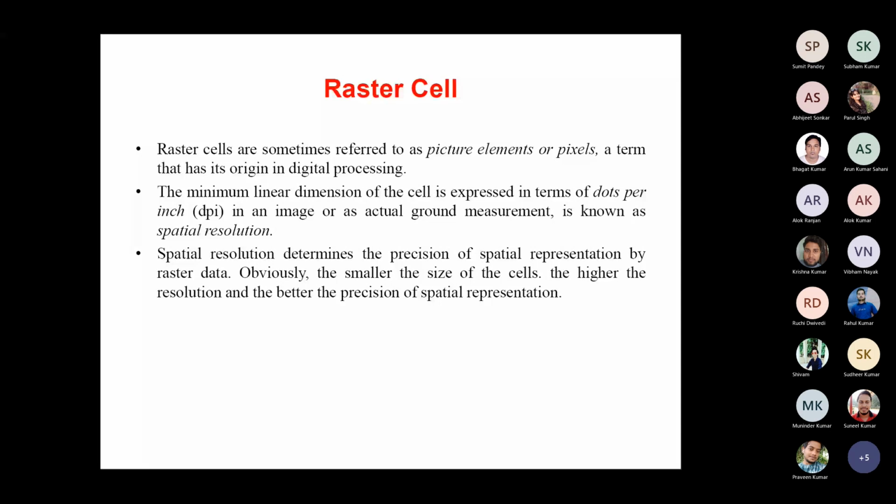The minimum linear dimension of the cell is expressed in terms of dots per inch or DPI in an image, or as actual ground measurement is shown as spatial resolution. Spatial resolution determines the precision of spatial representation by raster data. Obviously, the smaller the size of the cell, the higher the resolution and better will be the precision.